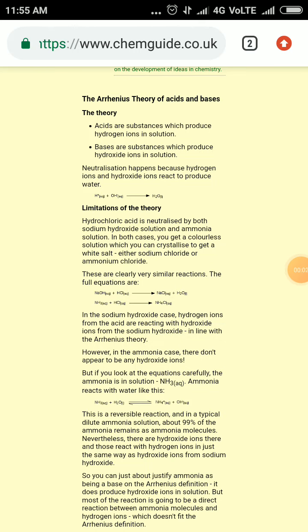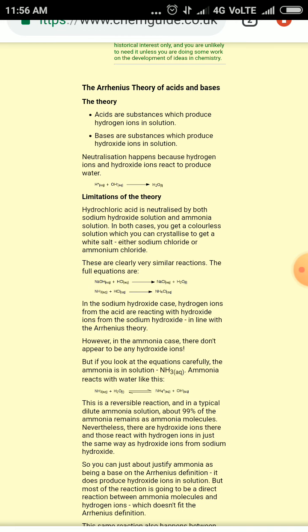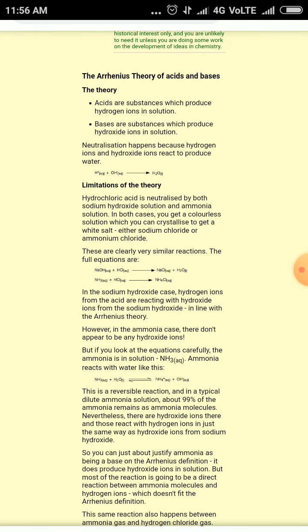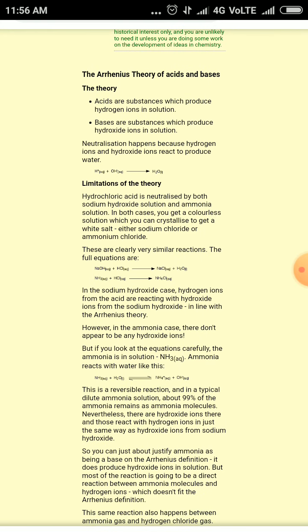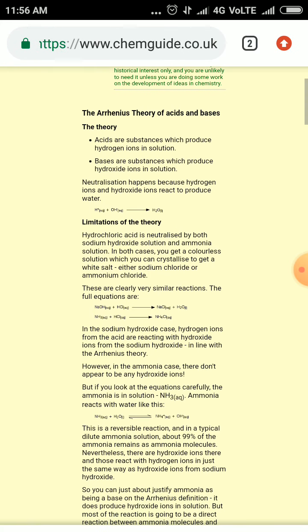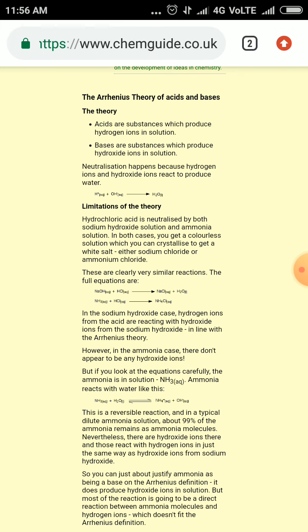Namaste, this is BSc B.Ed second semester class of States of Matter, and today our topic is acid base. So first of all, we discuss the first theory of acid base, that is the Arrhenius theory of acid base. According to this theory, acids are substances which produce hydrogen ions in solution, and bases are substances which produce hydroxide ions in solution. So neutralization happens because hydrogen ions and hydroxide ions react to produce water.